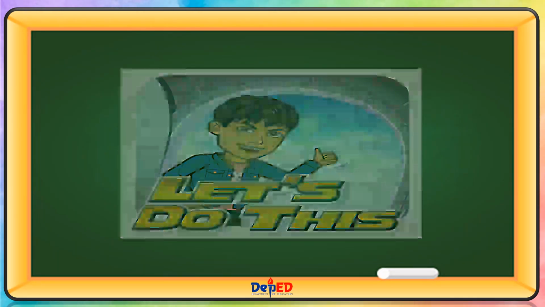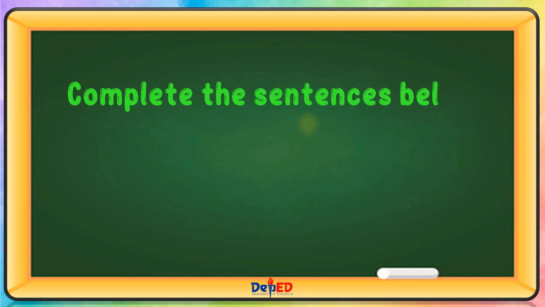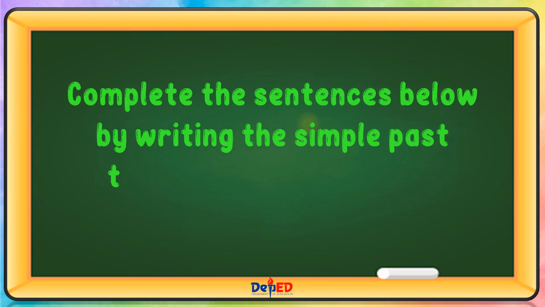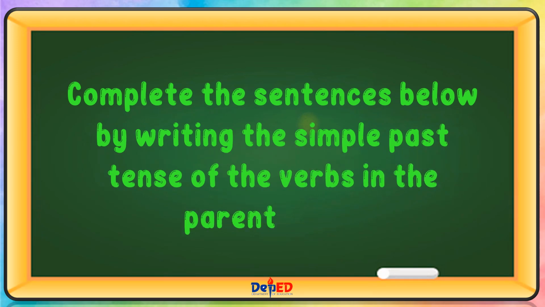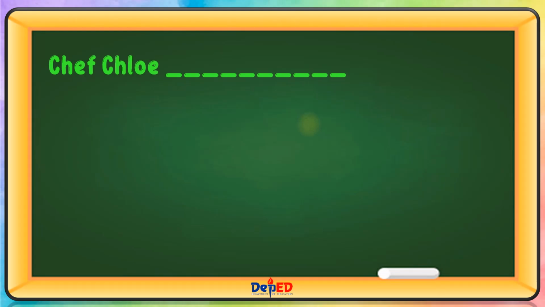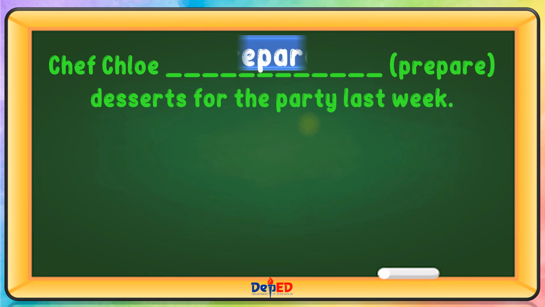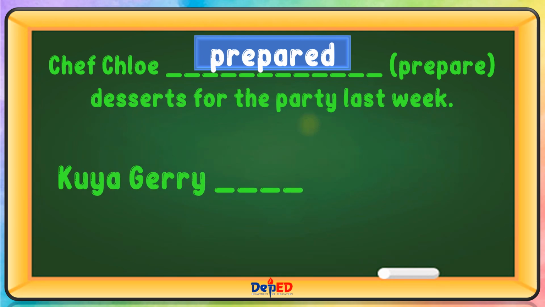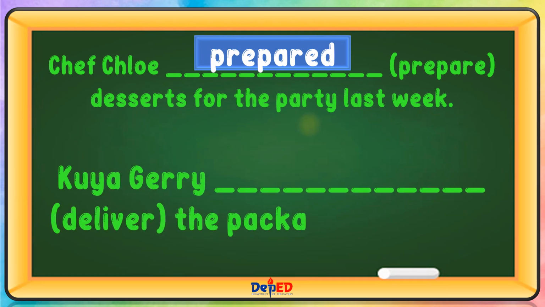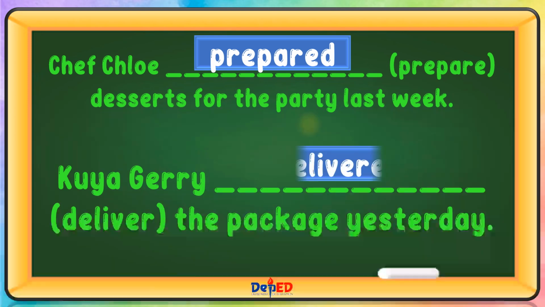Let's do this. Complete the sentences below by writing the simple past tense of the verbs in the parentheses. Chef Chloe blank prepared desserts for the party last week. The answer is prepared. Kuya Jerry blank delivered the package yesterday. The correct answer is delivered.